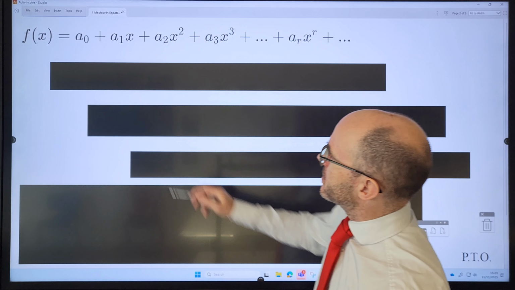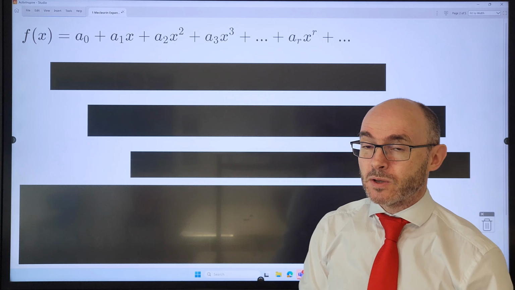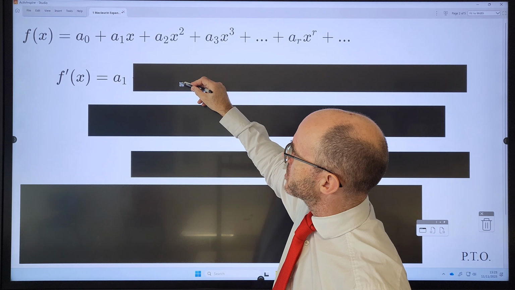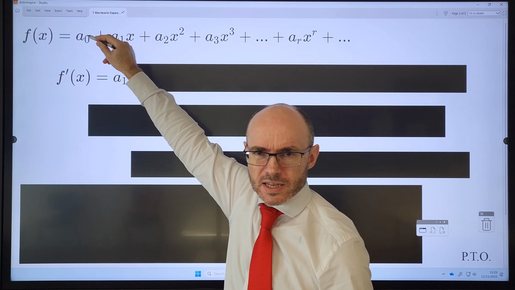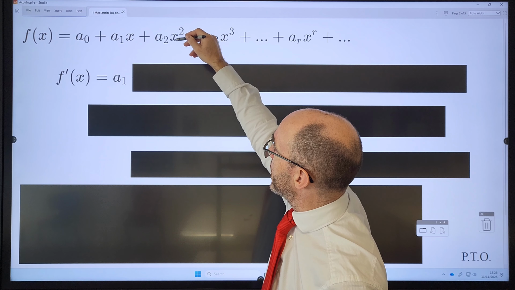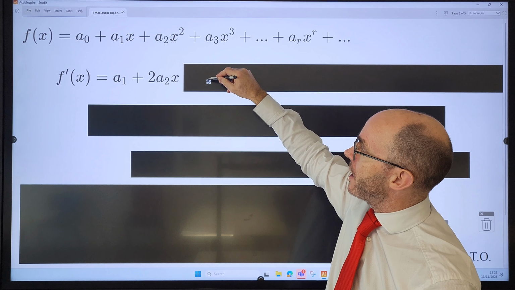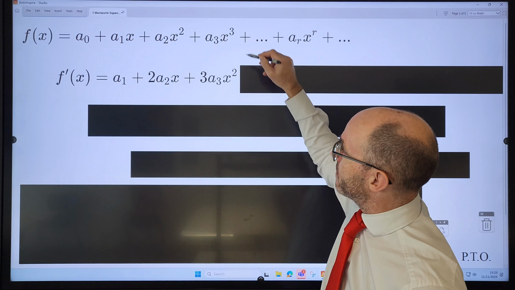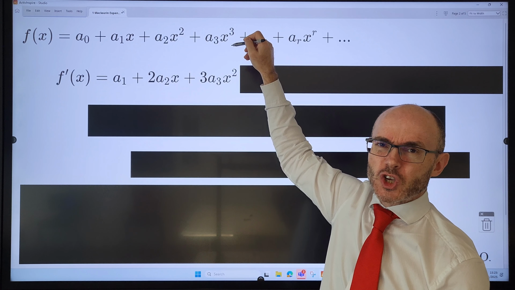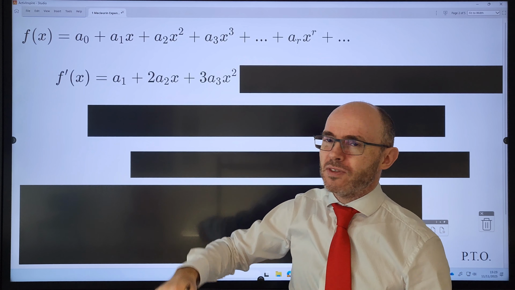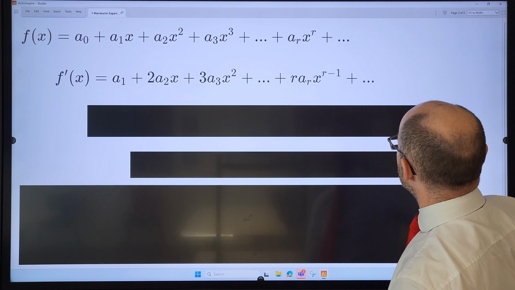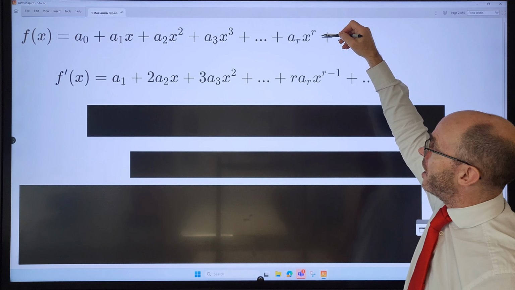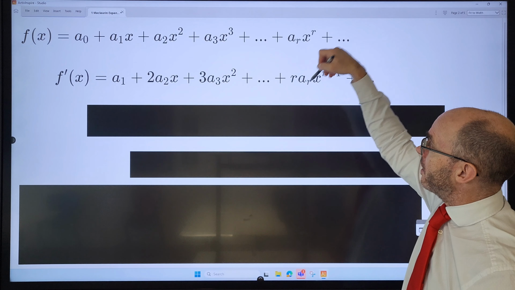Okay. So here, starting with f of x equals that, we're going to differentiate, and the first derivative, f dash of x, we're just going to get a1, because a0 is going to cancel, plus 2x times a2, and then we're going to get 3x squared a3, and you can predict the next one. It's going to be 4x cubed times a4, but we don't really need the next one. But we'll do the rth term though, and so that's going to be r x to the r minus 1 times ar, which is that.